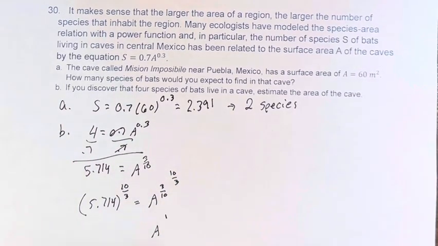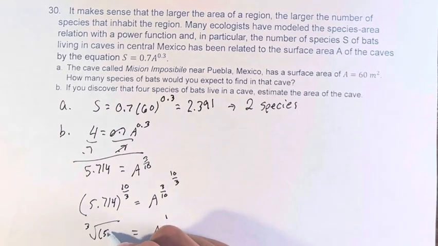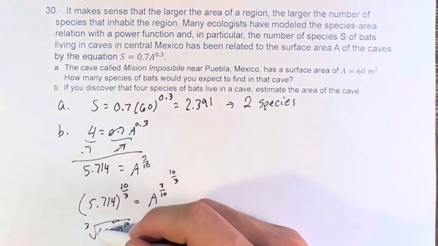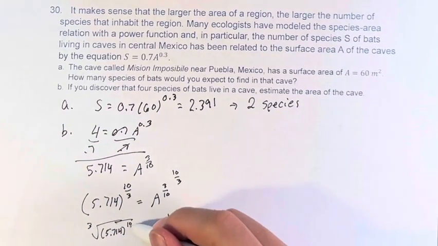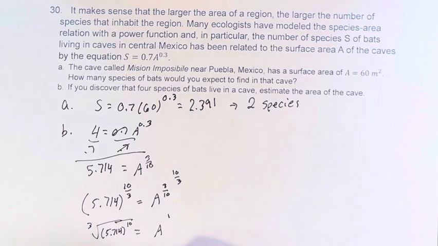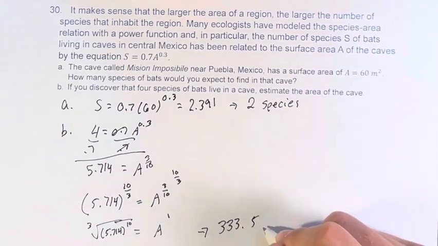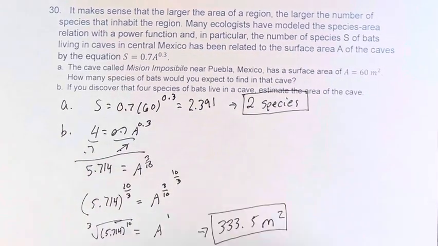3/10 times 10/3 is just 1, so this is A to the 1 is equal to the cube root of 5.714 to the 10th, right? The number on the bottom is the root, the number on top is the exponent. So therefore A is equal to the cube root of 5.714 to the 10, which is 333.5. So the estimated surface area is 333.5 meters squared. So 2 species and 333.5 for this particular cave.